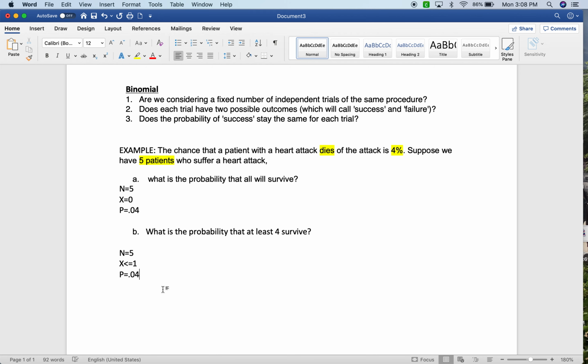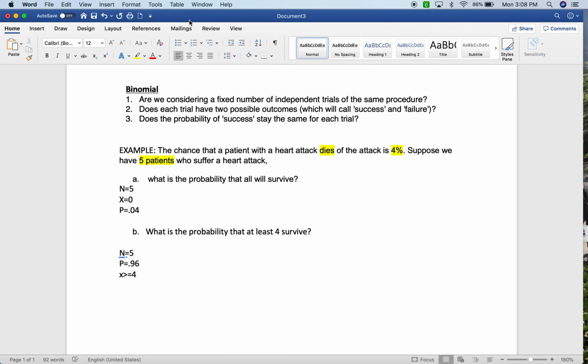The other way you could do this would be to say we want our same n equals 5. We can say that the chance of surviving is 96%, so probability equals 0.96. And then we can say x is greater than or equal to 4. If that makes it easier, you can do it that way instead.